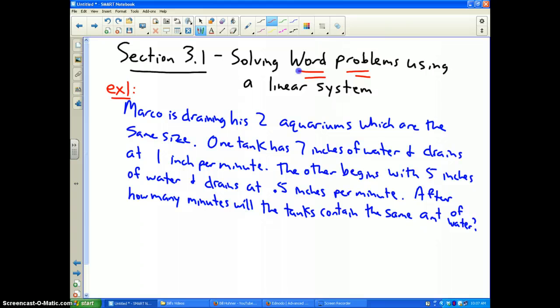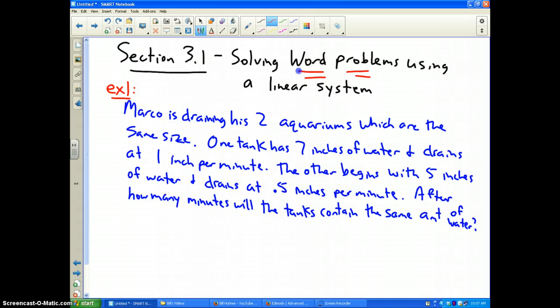Marco is draining his 2 aquariums, which are the same size. One tank has 7 inches of water and drains at 1 inch per minute. The other begins with 5 inches of water and drains at 0.5 inches per minute. After how many minutes will the tanks contain the same amount of water?